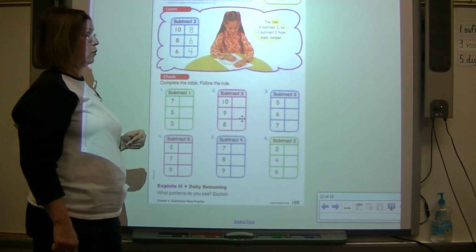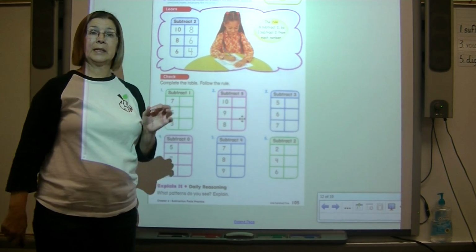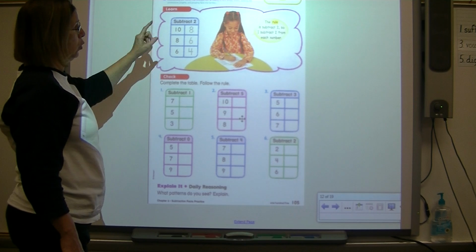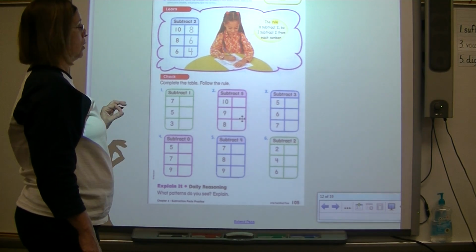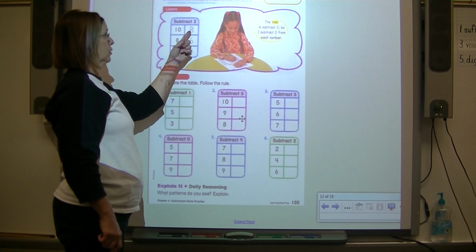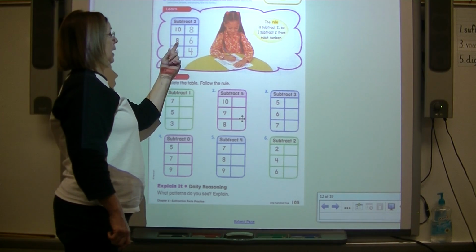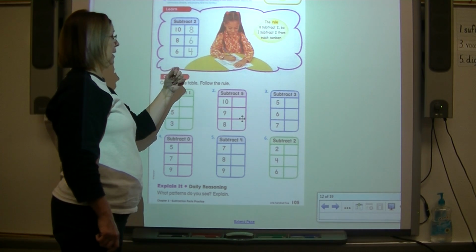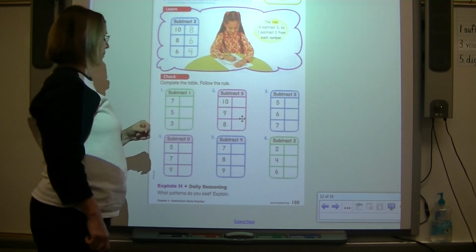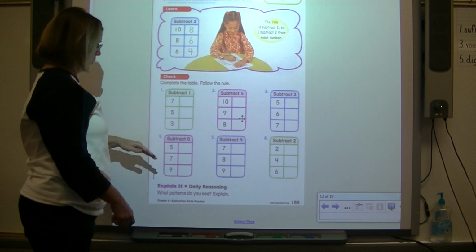Okay, so now we're going to practice with some tables. Okay? Up here it says the rule is subtract 2. So I subtract 2 from each number. 10 subtract 2 is 8. 8 subtract 2 is 6. 6 subtract 2 is 4. All right, so we're going to come down here and do it.